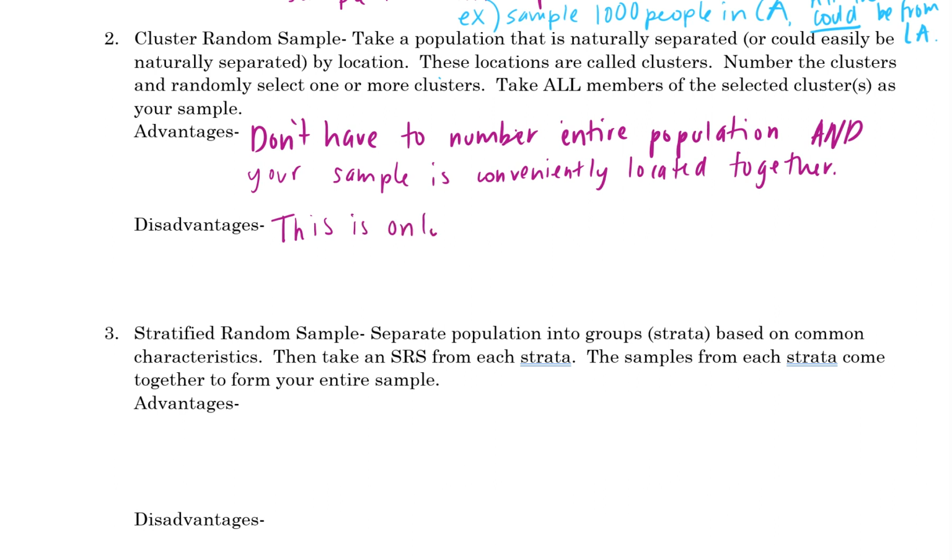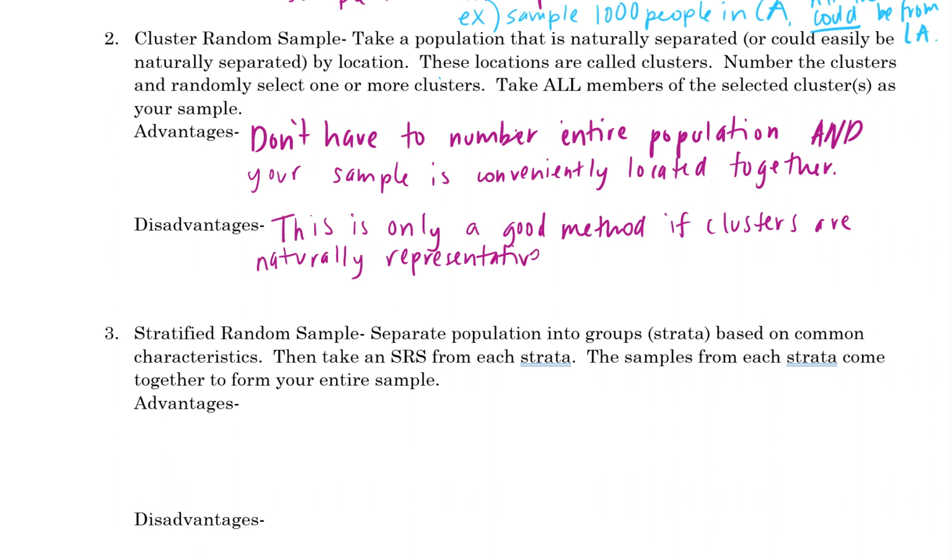This is only a good method if clusters are naturally representative. And furthermore, it's a terrible method. In fact, it's really a convenient sample if they are not.